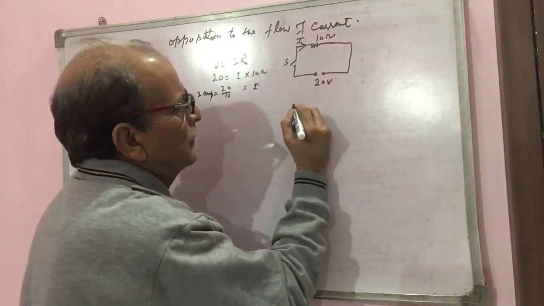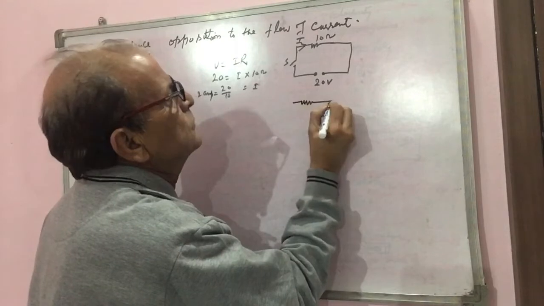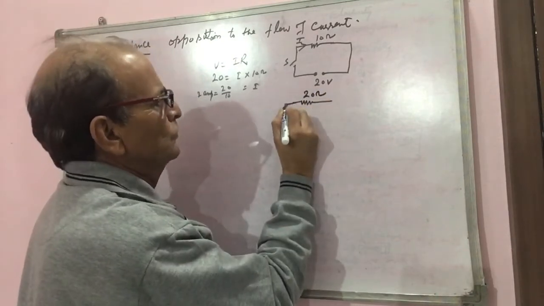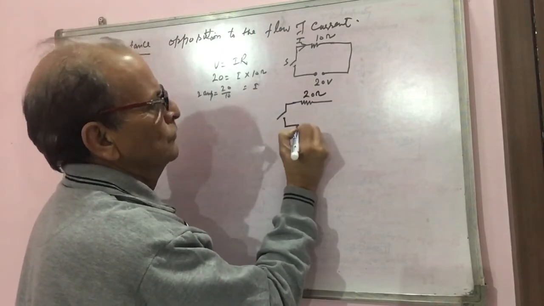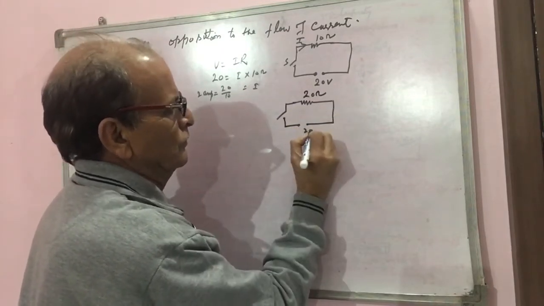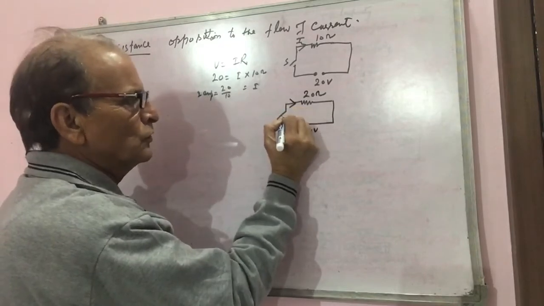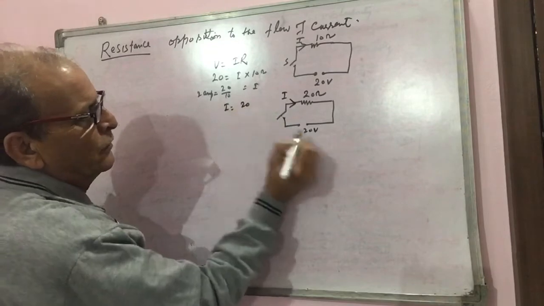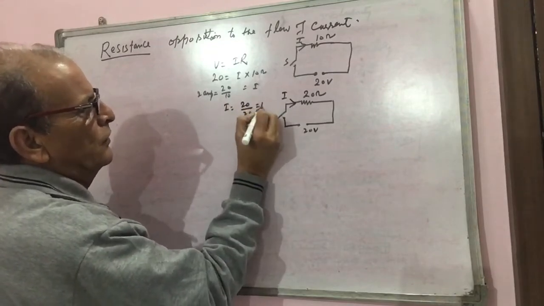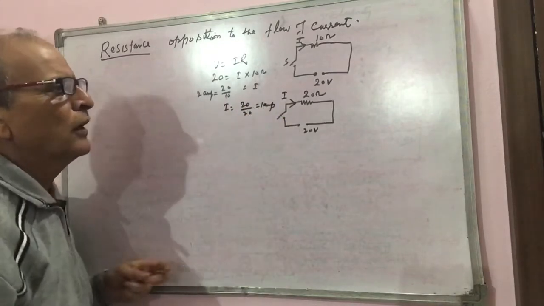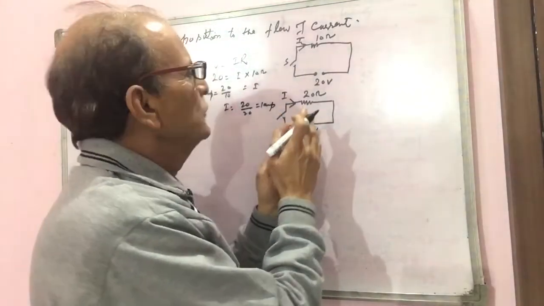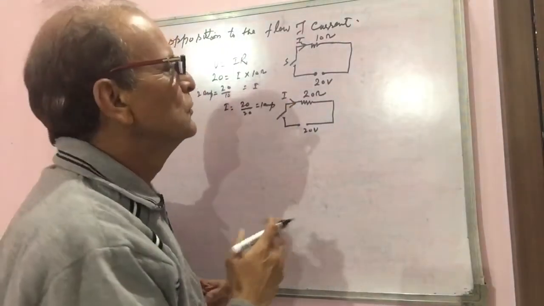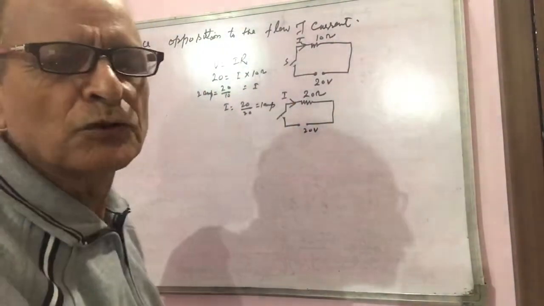Let the resistance be increased to 20 ohm. Then when we close this switch, the current I will be 20 divided by 20, which is 1 ampere. So as we have increased the value of resistance, the value of current decreases. So resistance opposes the current.